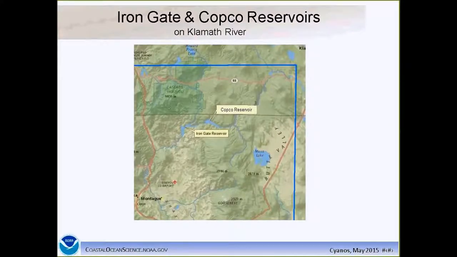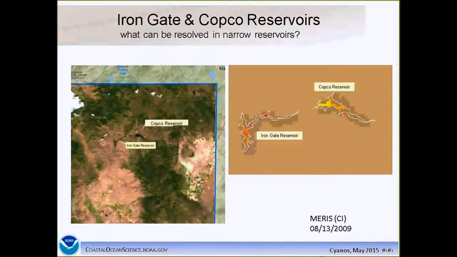The Klamath, there's clearly an interest in that area. And these two, Iron Gate and COPCO, are a good question. We looked at the question of how well we can do. We can't see Pinto Lake. So here's the true color image, and this is zoomed in on the data for these two lakes. Where you see the colors in these two are valid retrieved pixels.